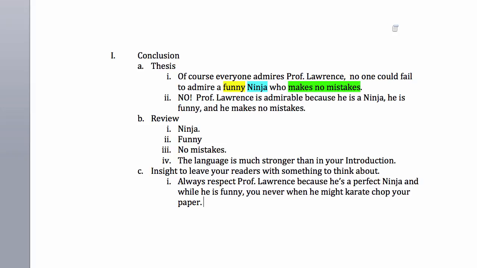Notice, of course, this isn't very insightful. And here's a trick. Look for the insight at the beginning of your paper. If you cannot come up with something significant to say about your fictional character, it's a good point that maybe you've chosen something too superficial. And, well, let me just say it. Ta-da! The end.